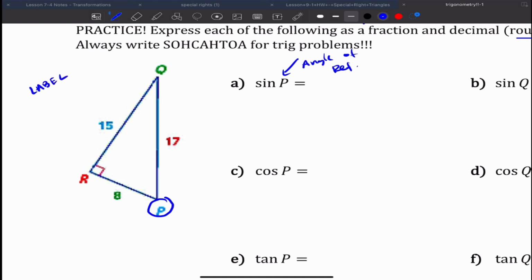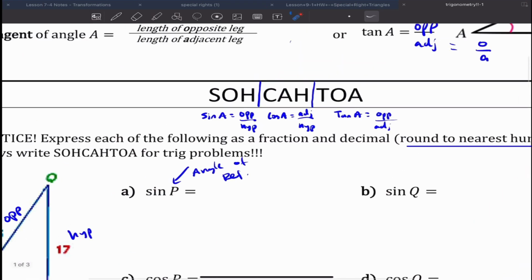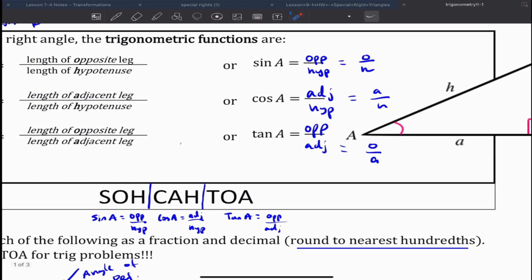Which one's opposite? Which one's adjacent? Which one's hypotenuse? Well, if I say across from P, this side has to be the opposite side. That's really, really easy. And if I were to say this side, well, this is the hypotenuse. Why is this the hypotenuse? Because it's across from the 90-degree angle. Non-negotiable. The side across from the 90-degree angle is always the hypotenuse. So if you have opposite and hypotenuse, then you're left with one more thing, and that is the adjacent side. Don't forget the adjacent side.